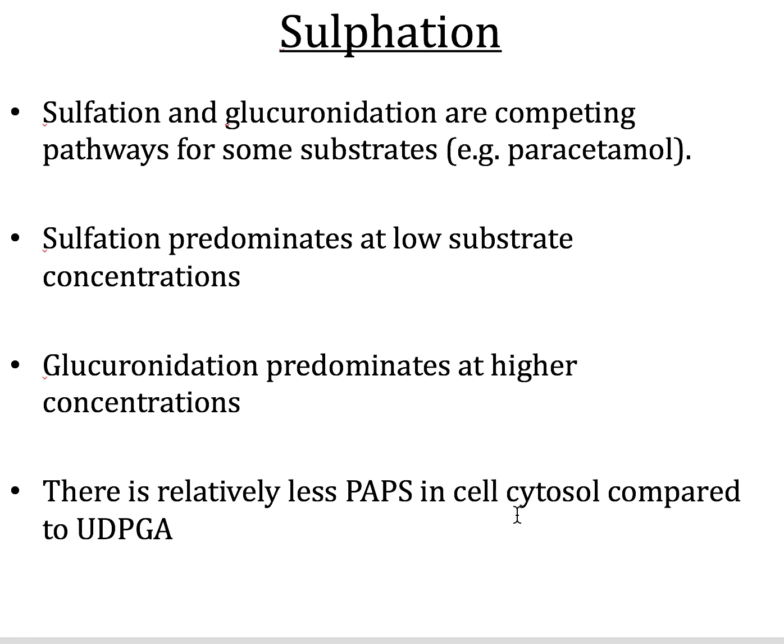Sulphation predominates at low substrate concentration, whereas at a high concentration glucuronidation takes place. The PAPS is less in the cytosol compared to UDPGA. So UDPGA is much more readily available, especially because glycogen is stored in the liver. So most cells in the liver abundantly have the UDPGA, whereas PAPS is much less.